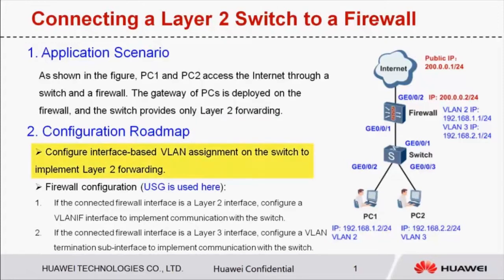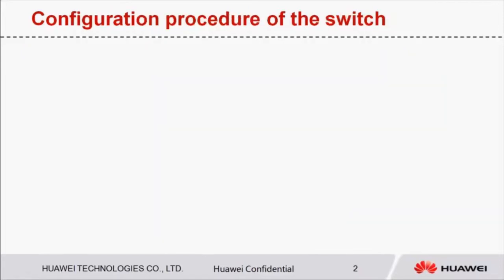1. Configure interface-based VLAN assignment on the switch to implement Layer 2 forwarding. 2. If the connected firewall interface is a Layer 2 interface, configure a VLANIF interface to implement communication with the switch. If the connected firewall interface is a Layer 3 interface, configure a VLAN termination sub-interface to implement communication with the switch. The USG is used as an example. The configurations of other firewalls are similar. Let's move to the configuration procedure.